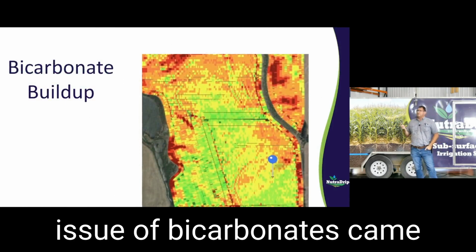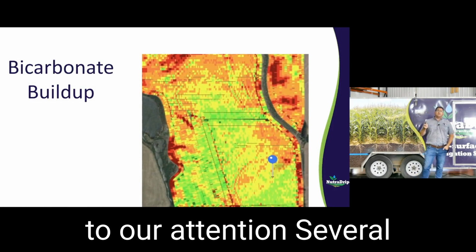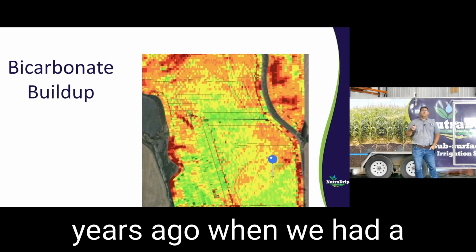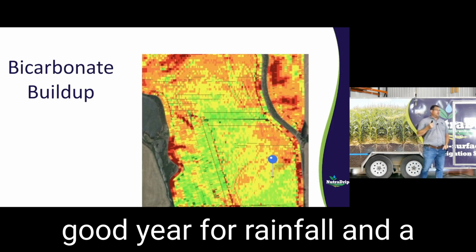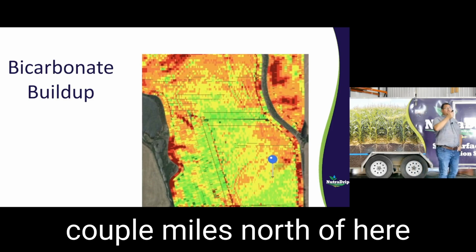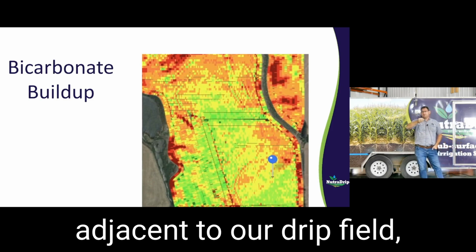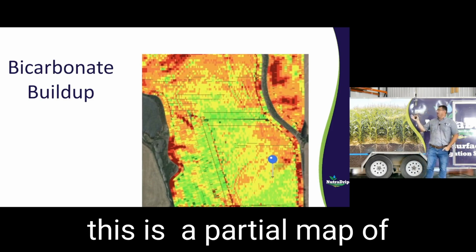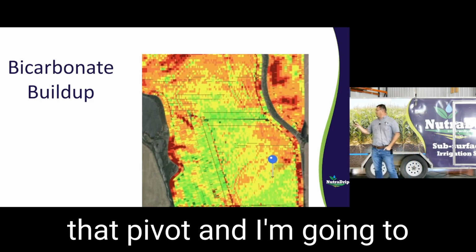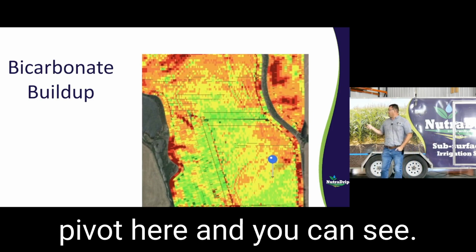So this whole issue of bicarbonates came to our attention several years ago when we had a good year for rainfall. And a couple miles north of here, adjacent to our drip field, we've got a pivot field. And this is a partial map of that pivot. And I'm going to just draw the circle of the pivot here.